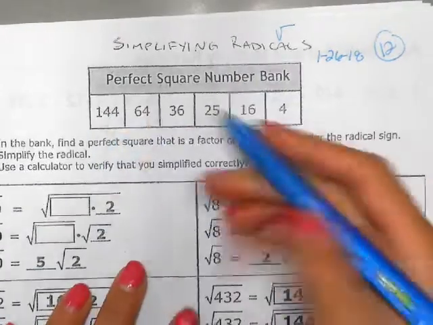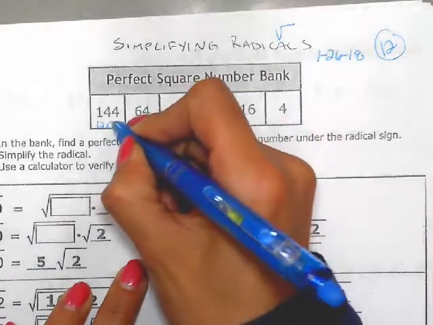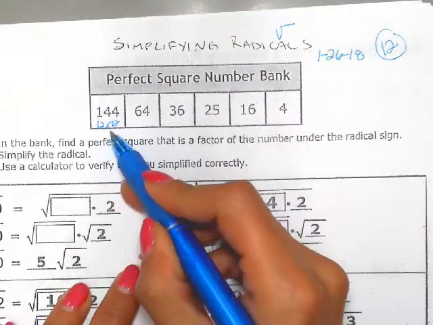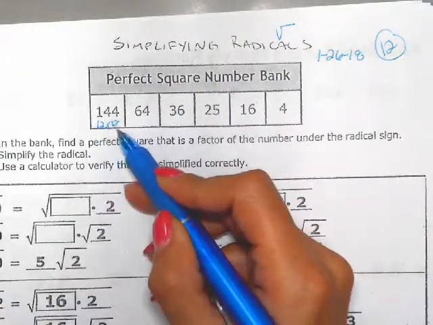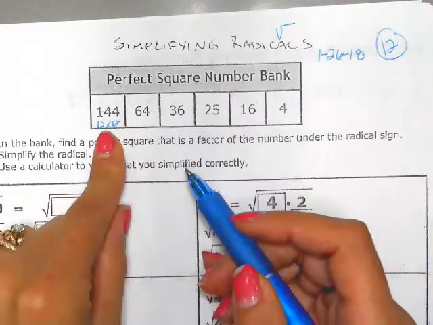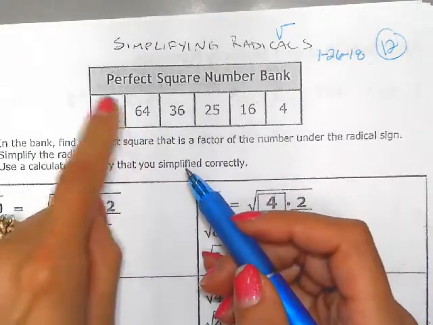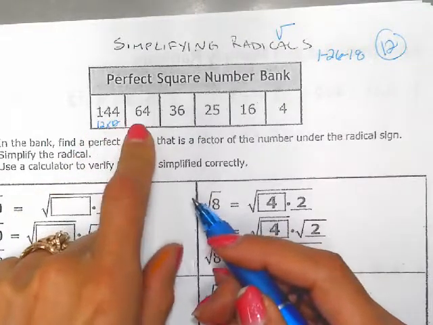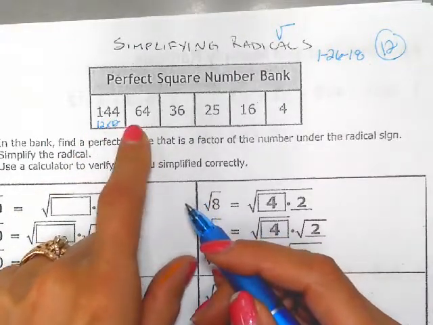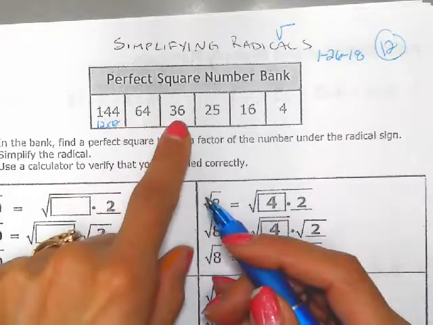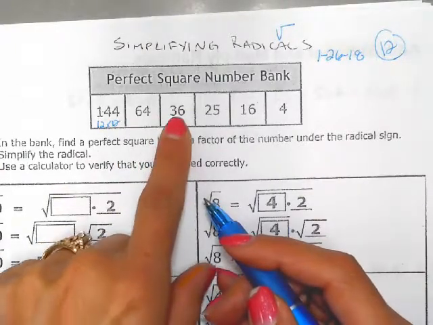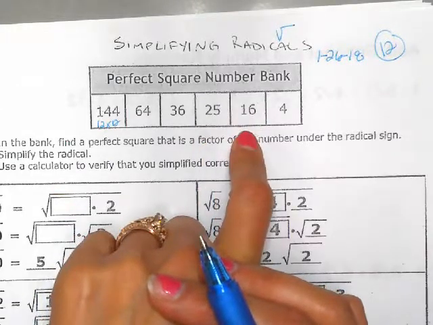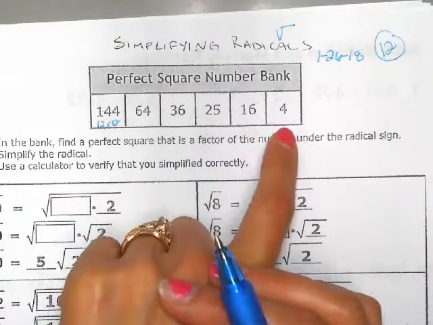The square root of 144 is 12, because 12 times 12. So the square root of 144 is 12. That's why 144 is a perfect square number. 64, the square root of 64 is 8. Why? Because 8 times 8 is 64. Square root of 36, 6. 6 times 6 is 36. Square root of 25 is 5. Square root of 16 is 4. The square root of 4 is 2.